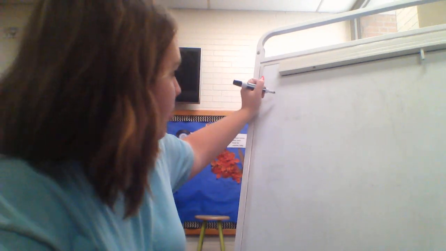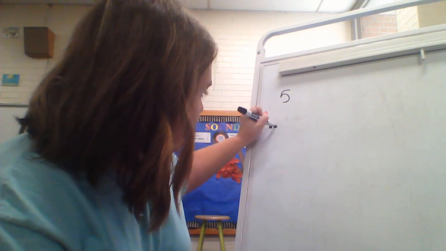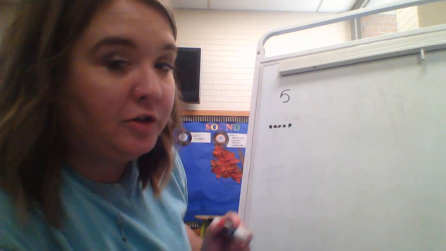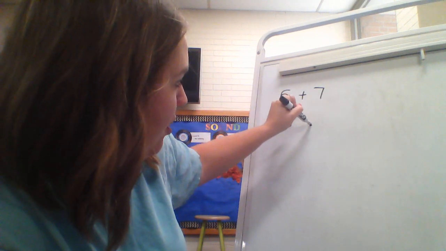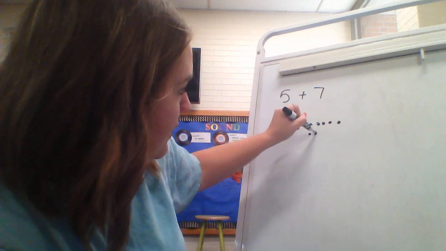Moshe has 5 toy cars. Mary gives him 7 more toy cars. How many toy cars does Moshe have now? All right, so I'm going to make a drawing that looks like this. Moshe has 5 toy cars, so I'm going to draw 5 dots for my toy cars. Then Mary gives him 7 more toy cars. So more toy cars, that means I'm going to have plus 7, and I'm going to make that in my picture. So I'm going to do 1, 2, 3, 4, 5, 6, 7.